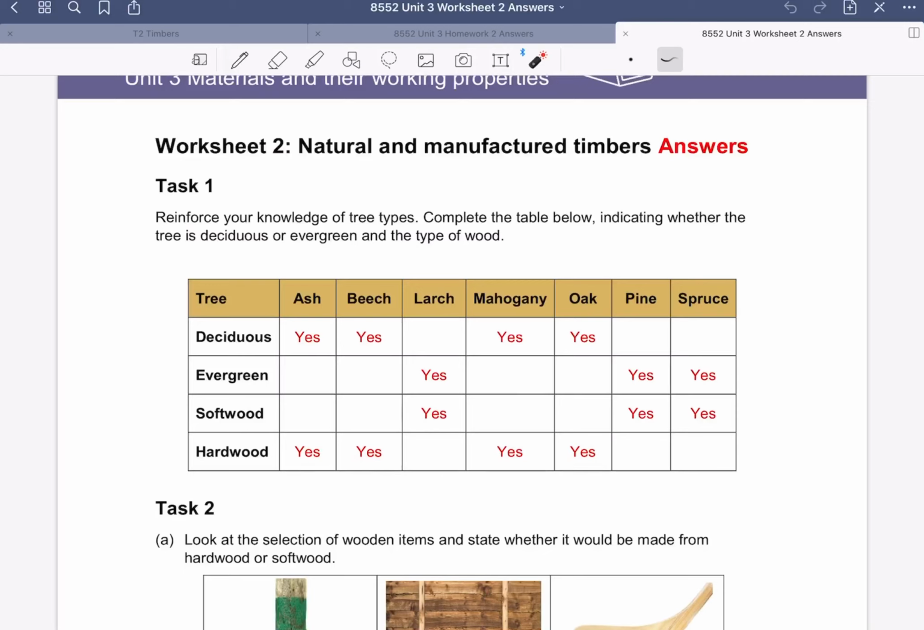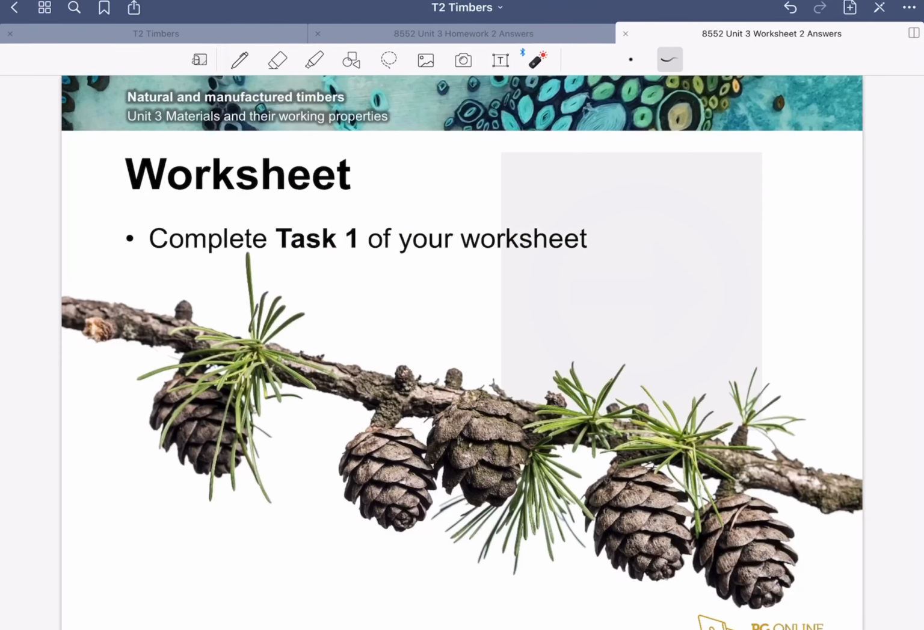So if you've gone through this, ash is obviously a hardwood, so it's deciduous. Beech is also a hardwood, also being deciduous. You've got your larch, which is going to be evergreen, and it is a softwood. You've got your mahogany being a hardwood. You've got oak also being a hardwood. You've got pine and spruce both being softwoods and evergreens. Okay, so if you've got those wrong, just make a correction in your table so you're fully aware.